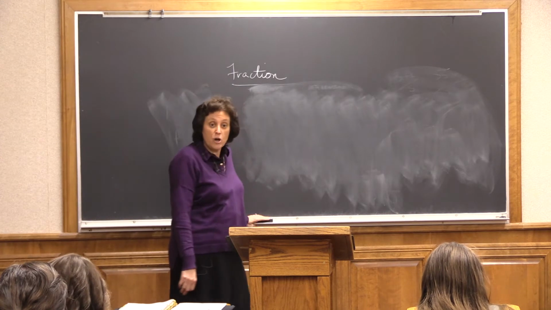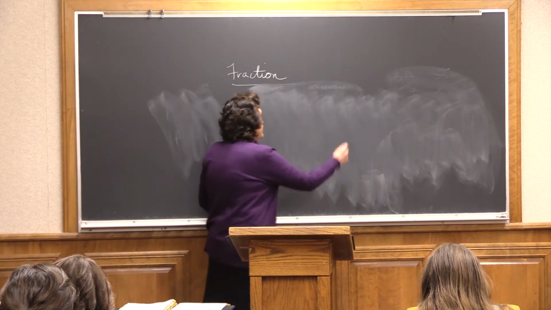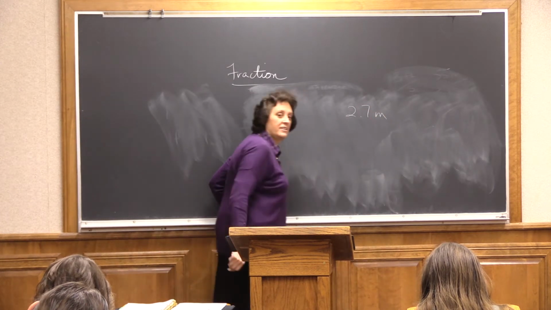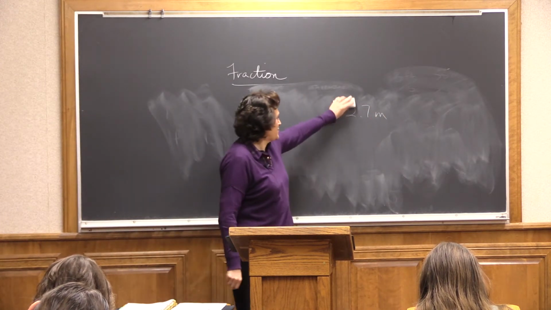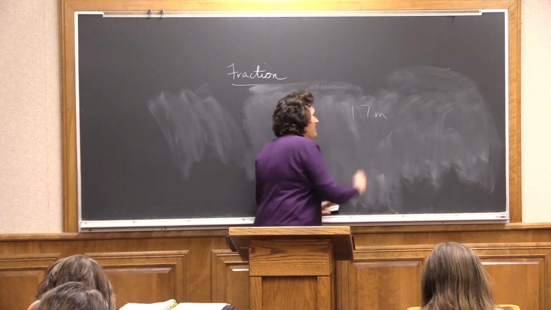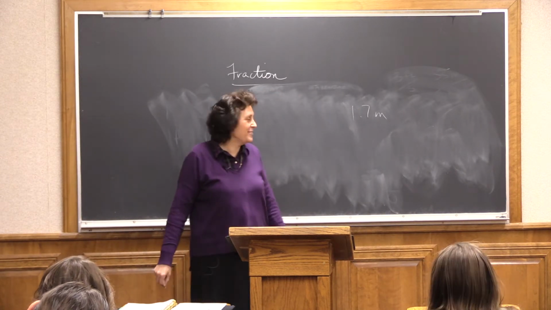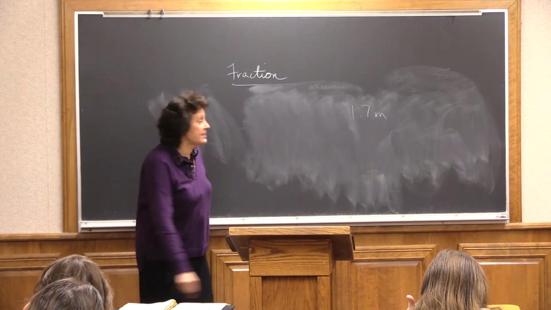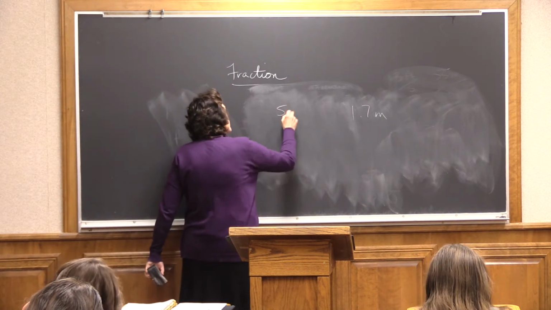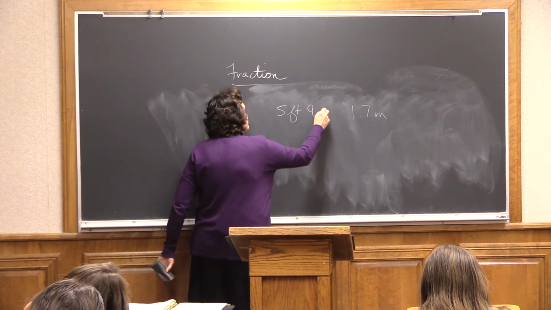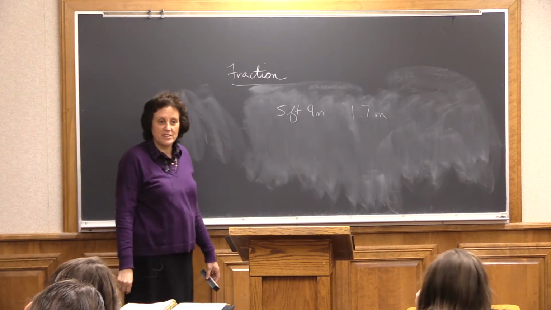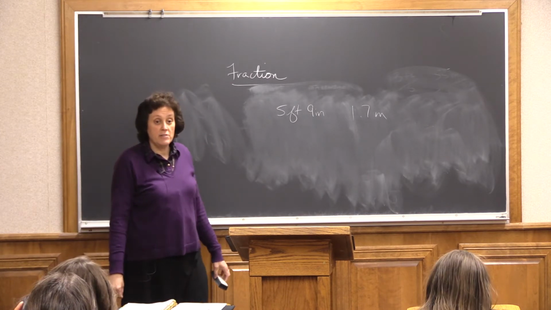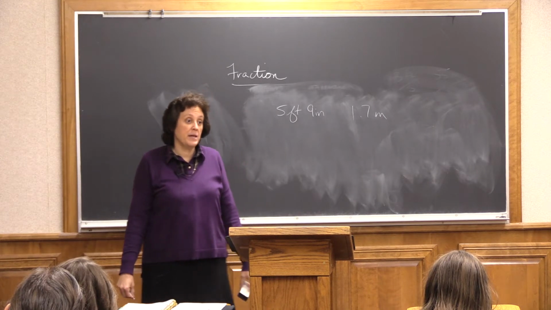If I talk about how tall somebody is, it's going to be 1.7 meters. Oh, not 2. That's too tall. 1.7, I don't know why I wrote 2. I did say 1.7 meters. In the US, what are we going to say? We're going to say 5'9". 5 feet, 9 inches. Bit clumsy, isn't it?